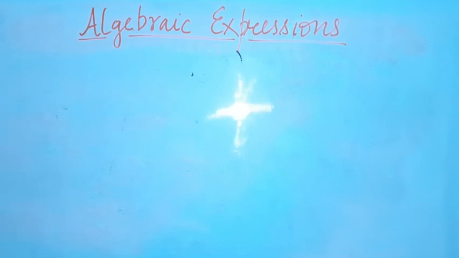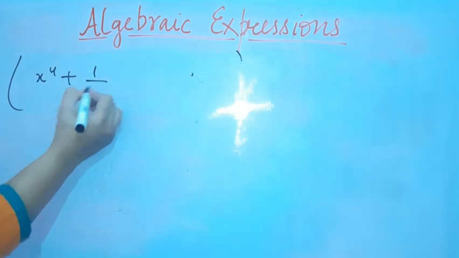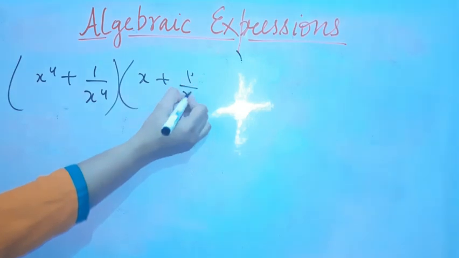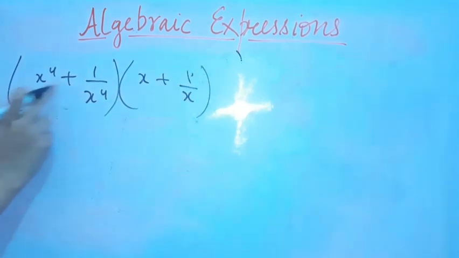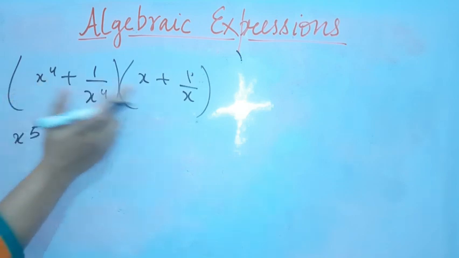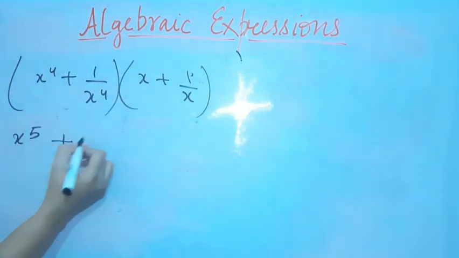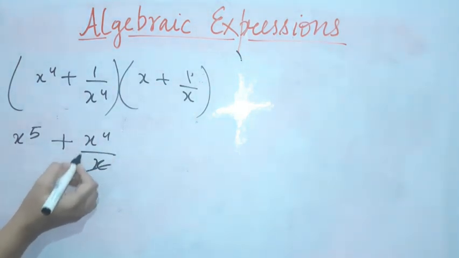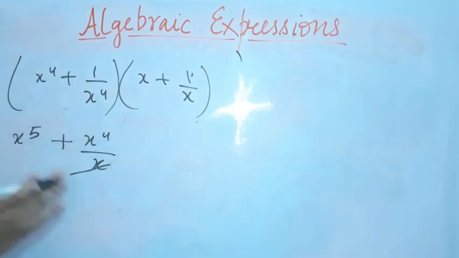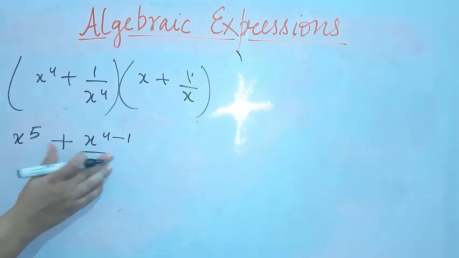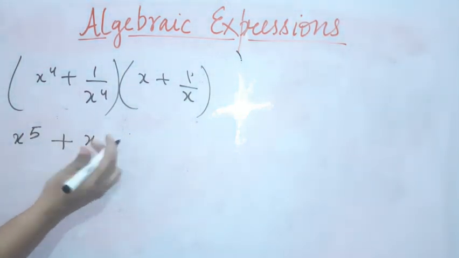Question number 17 is x to the power of 4 plus 1 upon x to the power of 4 multiplied by x plus 1 upon x. Now when this x to the power of 4 will be multiplied by the first term, that is x, we are going to get x to the power of 5. Now this x to the power of 4 when multiplied by 1 upon x, it will be x to the power of 4 upon x, and since this x will be cancelled from here, because in division the powers are subtracted, that means 4 minus 1, it can be written like this. So now it will be x to the power of 3.